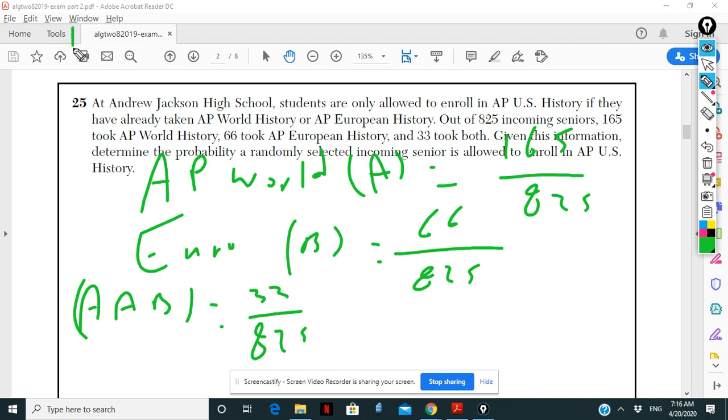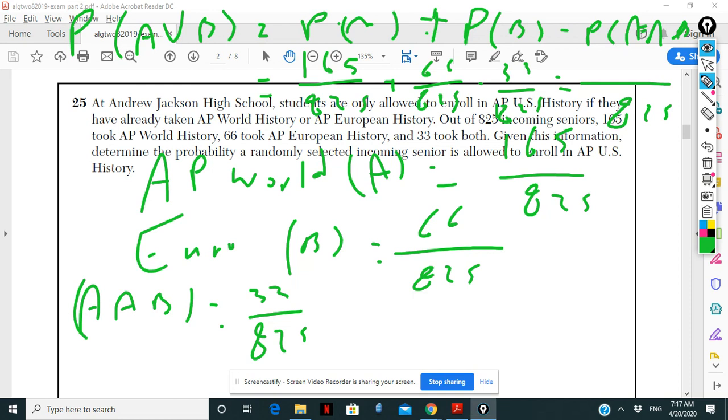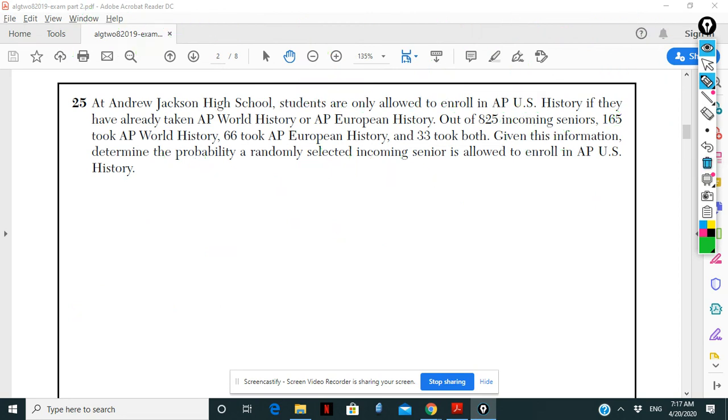Now I can use a formula: probability of A union B equals probability of A plus probability of B minus probability of A and B. So that's 165 over 825 plus 66 over 825 minus 33 over 825, which equals 198. So the probability is going to be 198 over 825.